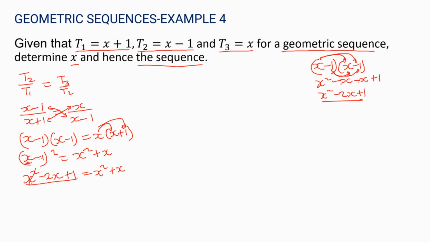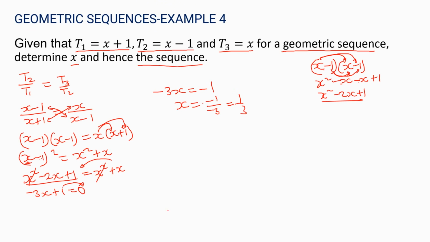X squared minus x squared is 0. Then you can bring this side, becomes negative 3x plus 1 is equal to 0. So this is a linear equation. So we bring the constants to the right hand side. Becomes negative 3x is equal to negative 1. And then divide by negative 3 on both sides of the equation. X is equal to negative 1 divided by negative 3, which is 1 over 3. So x is equal to 1 over 3.